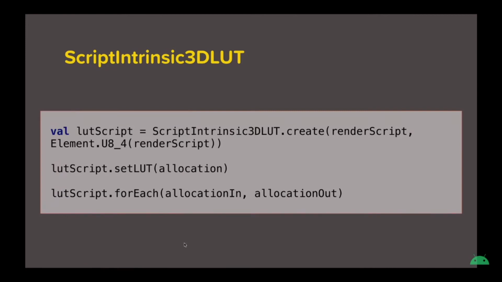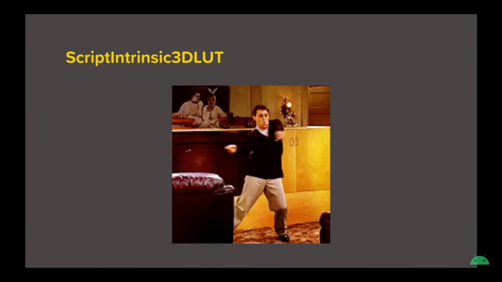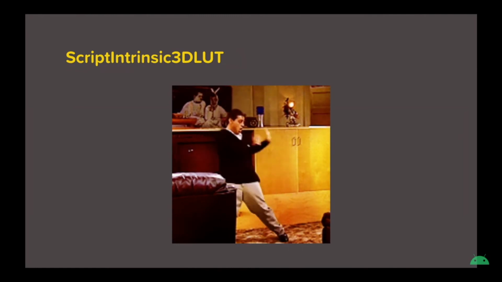This is how we can use the script intrinsic in Renderscript. We create this intrinsic, we set the allocation that we just created, and then we just run this script forEach, and we provide the output allocation, and we are good. We just implemented LUT image filters and we are so happy.